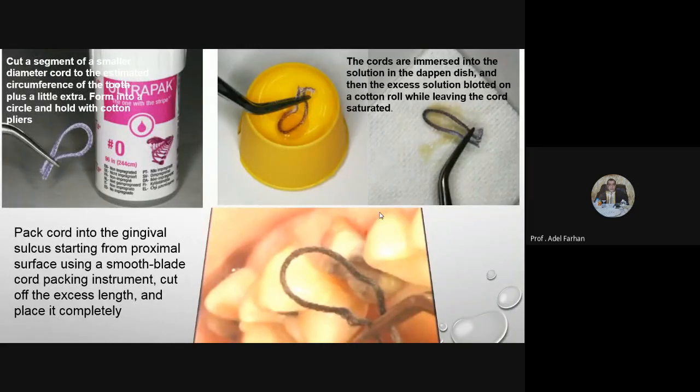How do we use the retraction cord? Before you start retraction, as we say, you have to have good isolation of the area so that you control the fluid, so it does not affect the action of this cord. You cut a segment from the retraction package. If cutting a smaller diameter cord, the diameter you take is most of the time according to the tooth, as we say. This is a kind of knitted type of cord.